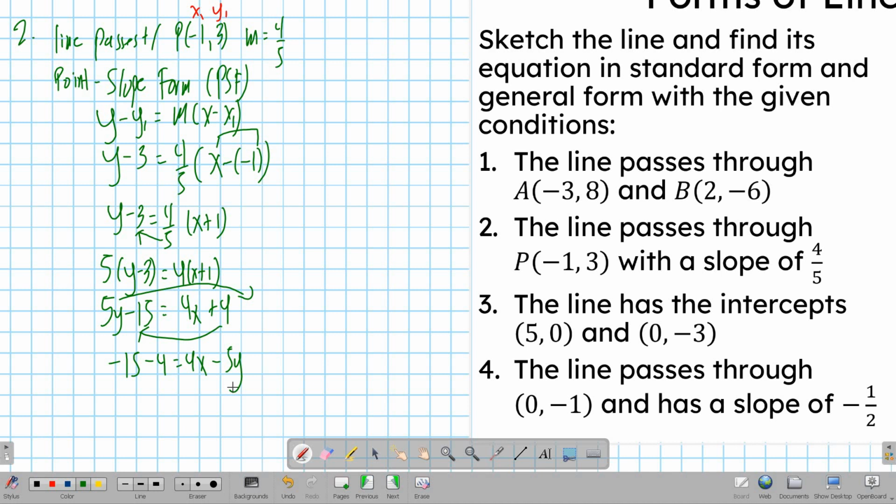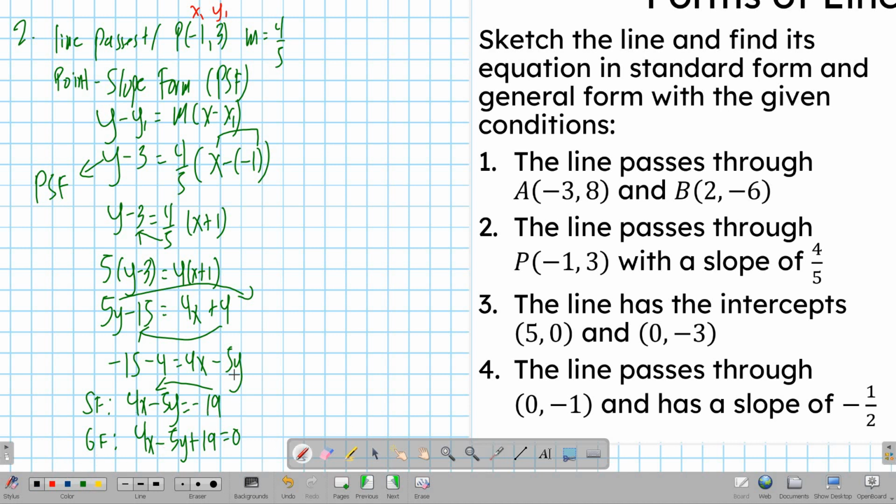And, pagpapatid natin yan by symmetric property of equality. Therefore, the standard form becomes 4x minus 5y equals negative 19. Ayan. And in general form, transpose lang ito, so it becomes 4x minus 5y plus 19 equals 0. So this is the standard form, and this is the general form of the equation. So ito yung point-slope form na. Ito yung ating point-slope form. Tapos ito yung standard form and general form na hinahanap.